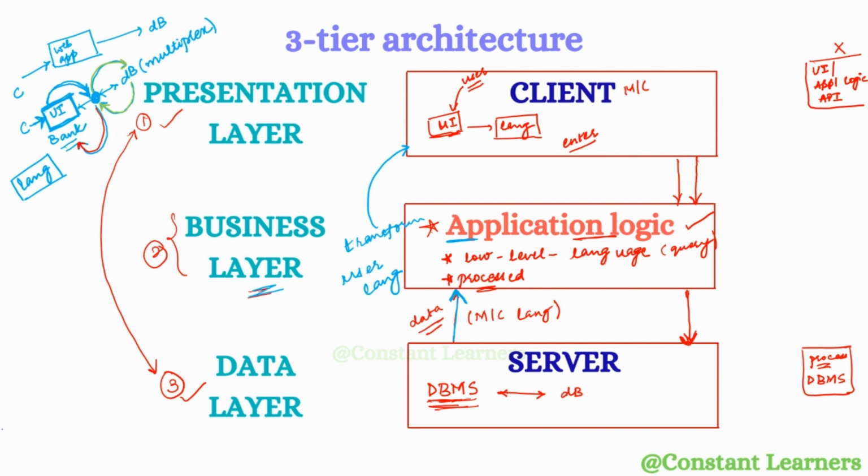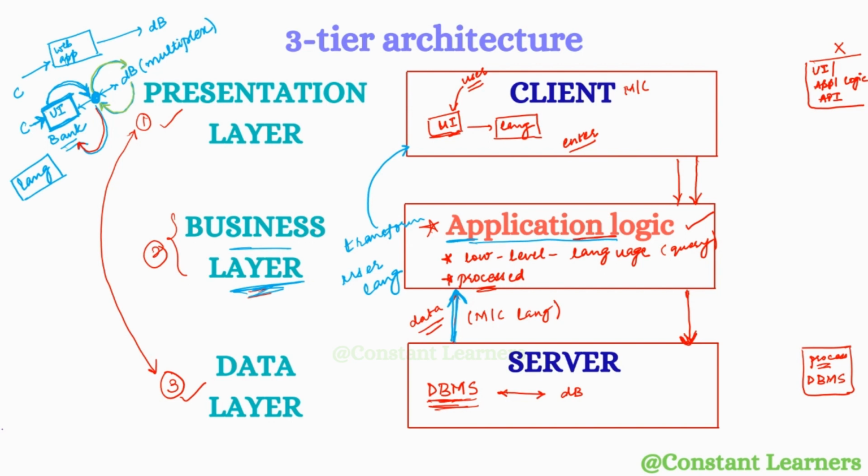Now when the data is returned from the data layer, it goes to the business layer. The business layer transforms this data into a format that is understandable by the client, because the client may not understand the format in which the data is being returned from the data layer. So it needs to be converted into a language that the user can understand, and that happens in the business layer with the help of the application logic. All right. I hope that this much was clear.